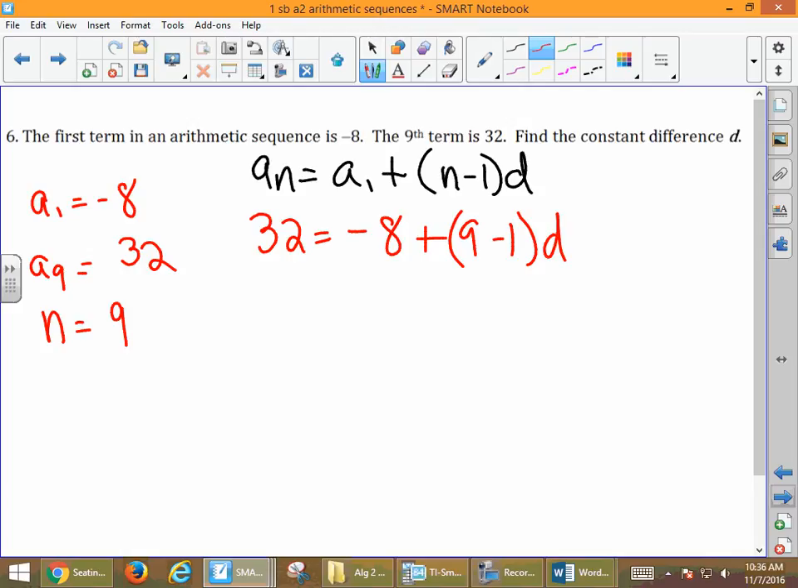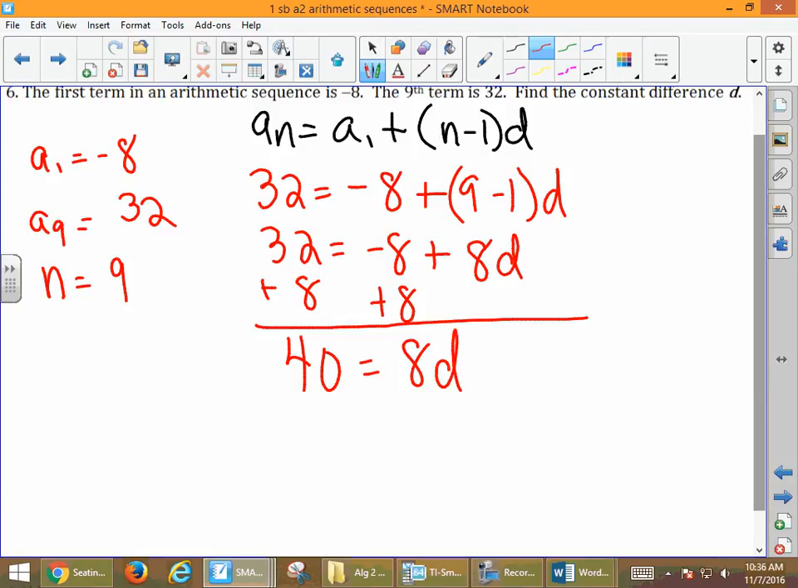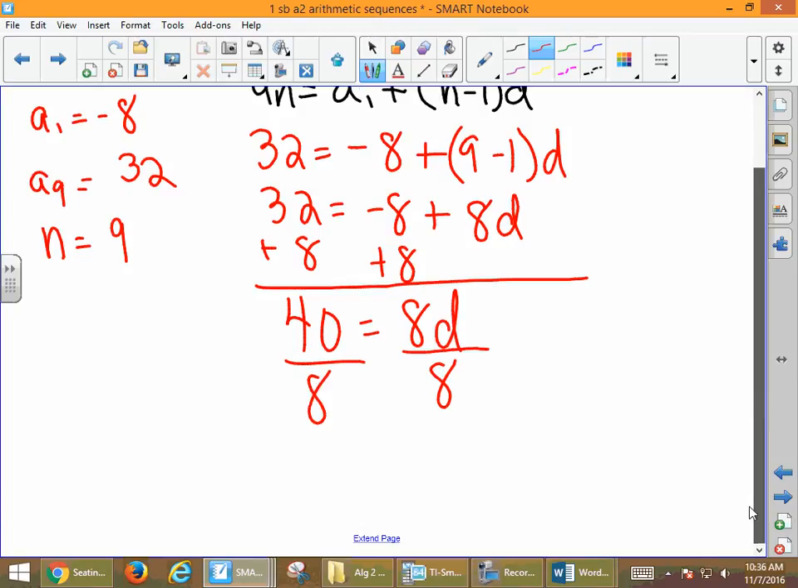Lots of practice with solving equations. If we combine in our parentheses here, we get negative 8 plus 9 minus 1 is 8d. And then we're going to get our negative 8 over to the other side, just like we did in the previous example. We add 8 to both sides, and we get 40 equals 8d. So when we divide both sides by 8, we're going to figure out what our common difference is. And our common difference.